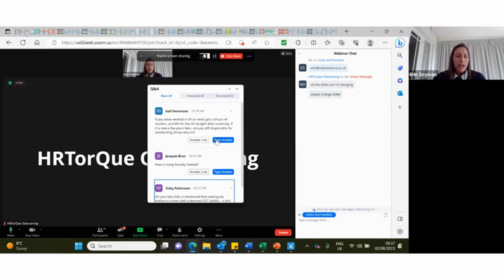SARS can issue a tax number, let's say from today, and you cease your residency on that tax number. So SARS knows that the residency has ceased. Without them having knowledge of that, with that client being a South African citizen, SARS would believe that they're South African tax resident. So again, best that they cease their tax residency formally with SARS.